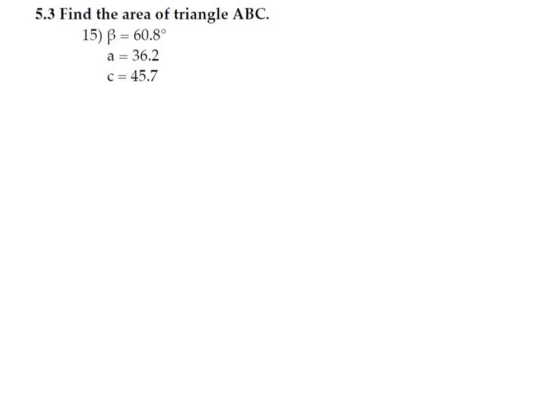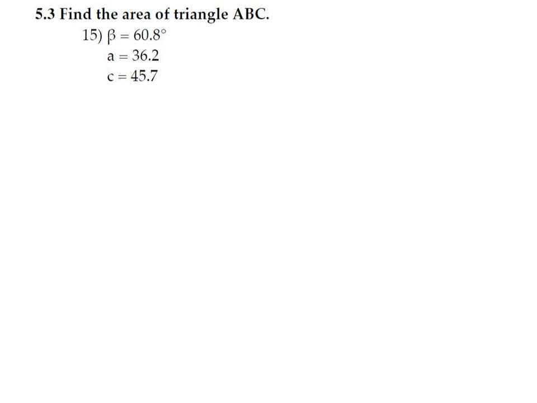This is a review of how to find an area of a non-right triangle. Acute or obtuse doesn't matter. In this case we have two sides, A and C, and the angle in between. So this would be a side angle side triangle situation. No opposite pairs, which is perfect for the area formulas.